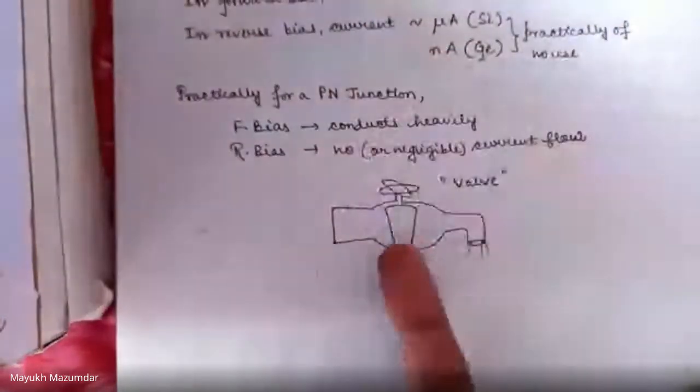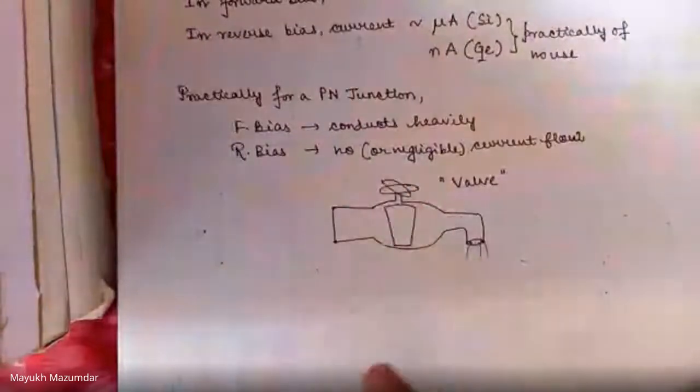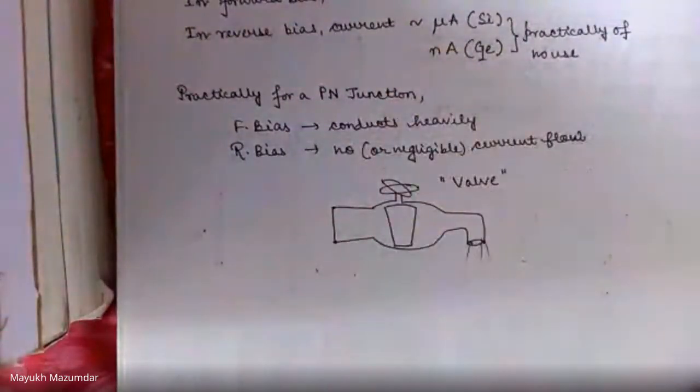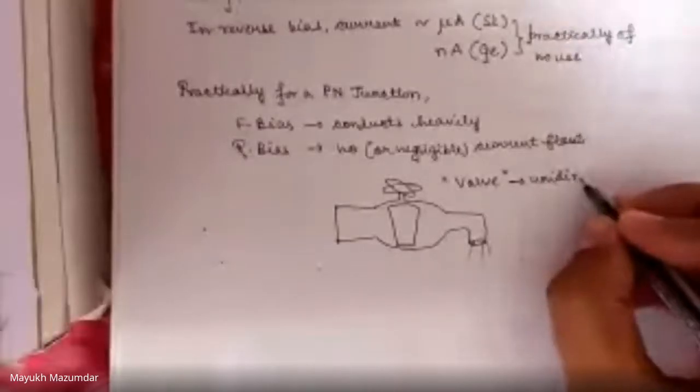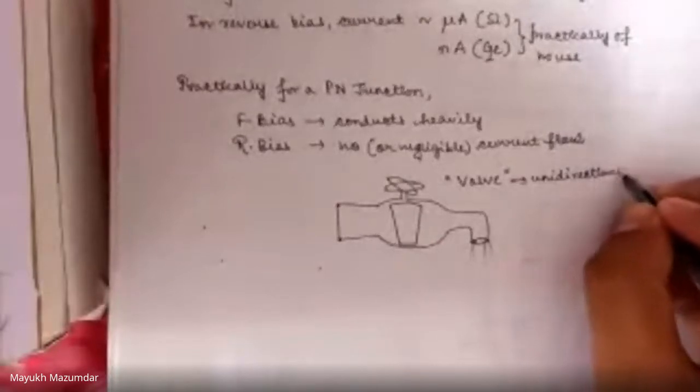So what is happening here? Once you're turning it the anti-clockwise way, this thing is opening, and once you're turning it the clockwise way, this thing is getting closed. So a valve gives you only unidirectional flow. It is flow in one direction only.